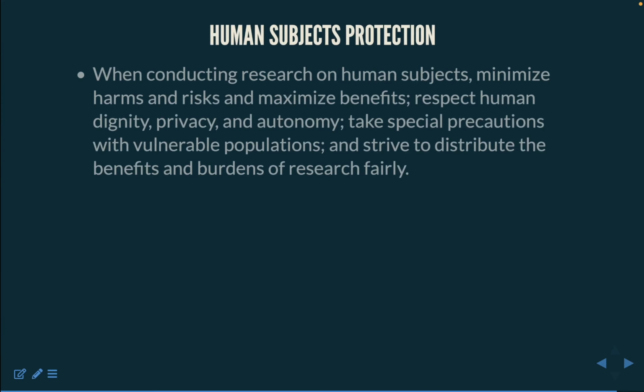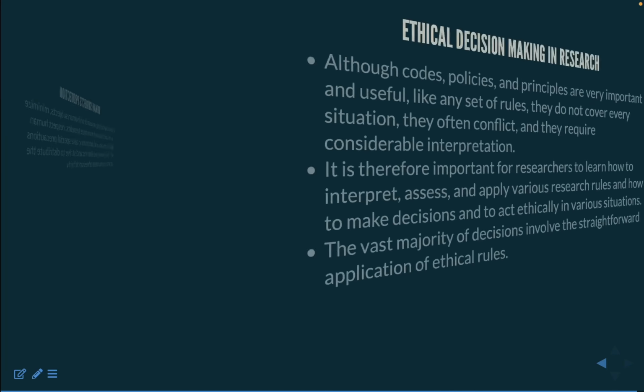Human subjects protection. When conducting research on human subjects, minimize harms and risks and maximize benefits; respect human dignity, privacy, and autonomy. Take special precautions with vulnerable populations and strive to distribute the benefits and burdens of research fairly.